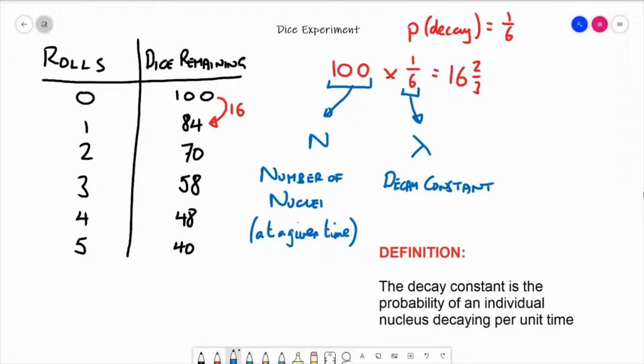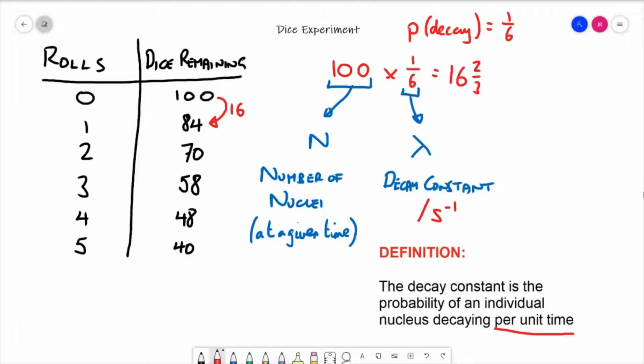So we can therefore put a definition onto the decay constant. The decay constant is the probability of an individual nucleus decaying per unit time. Because we've got the idea of per unit time, that makes the decay constant have the unit of per second, or seconds to the -1. Going back to the number of nuclei, because that is a number and we're simply counting something, that doesn't have a unit, it is dimensionless.